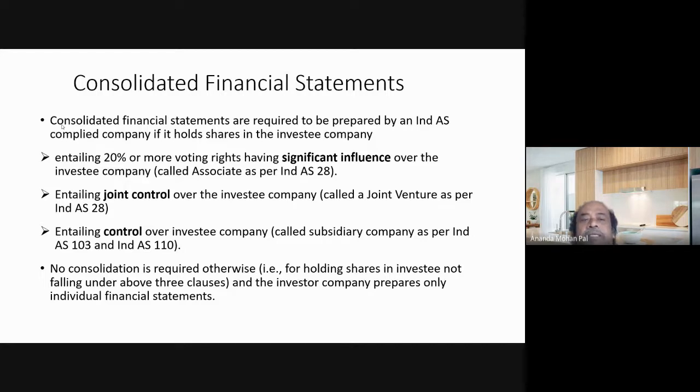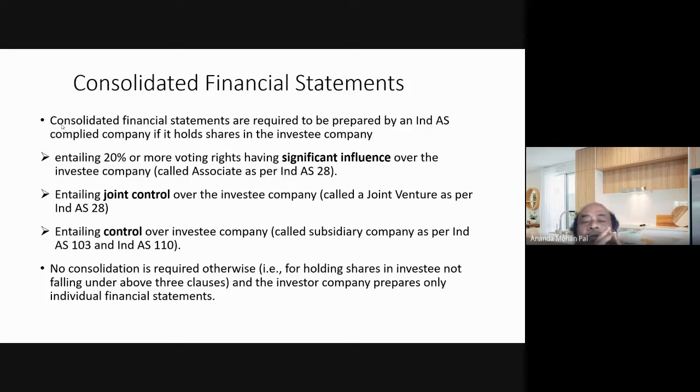So what percentage can be? It can be near say 35%, 30%, 40% share with that, another having 30%, 40% share, both having a total of 80% share and joint control, where without the consent of one, the other cannot individually take any decision. In that case, it is joint control. And entailing control over investee company, that means you have control, no joint control, no significant influence.